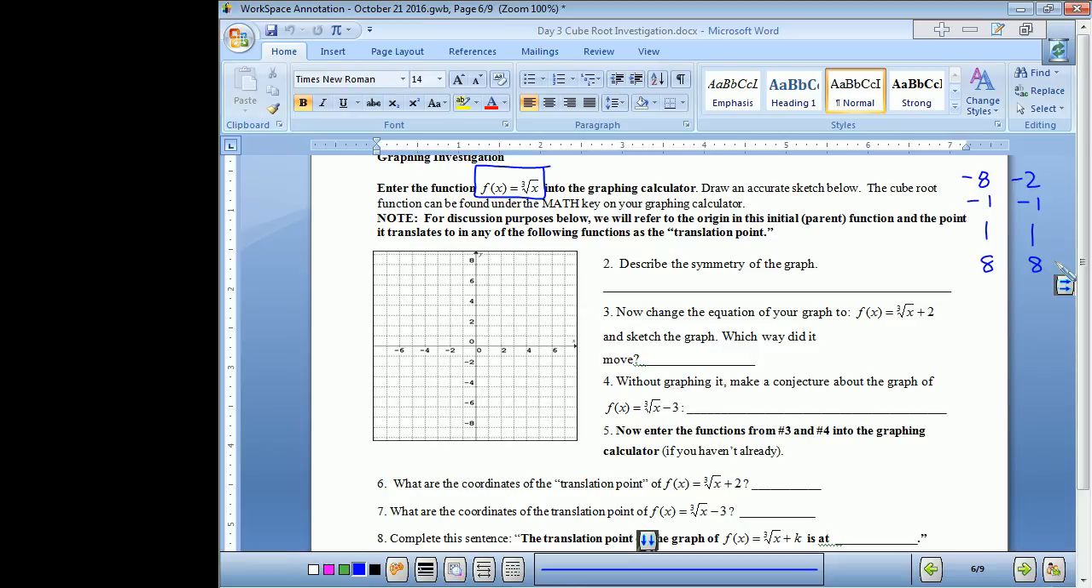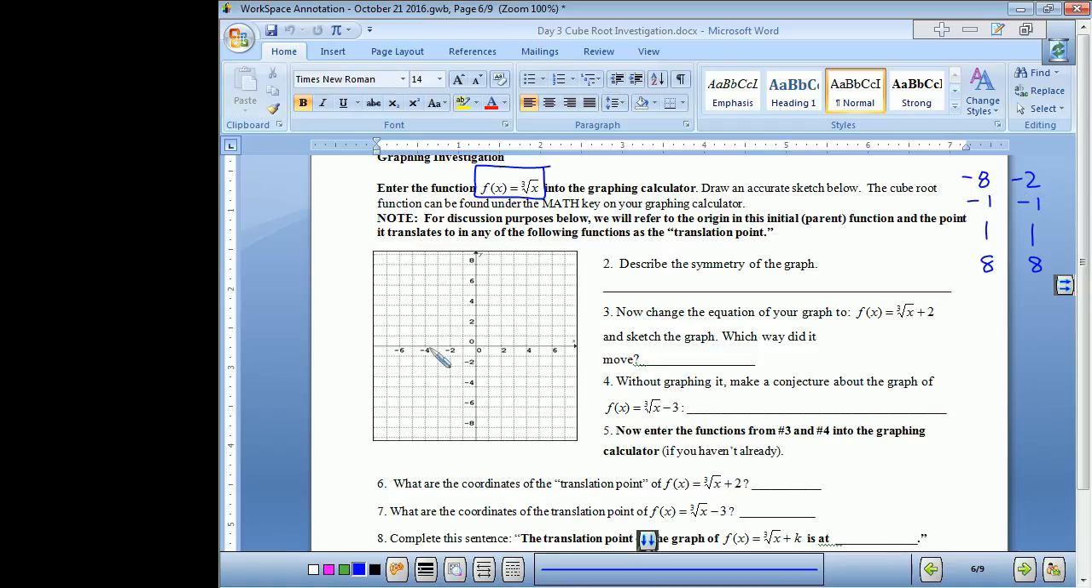Now, yesterday we couldn't do negatives because that was an even root, and when we take an even root of a negative, we get an imaginary. But today we're taking an odd root, and when you take an odd root of a negative, you just get a negative, because a negative times a negative times a negative is a negative.